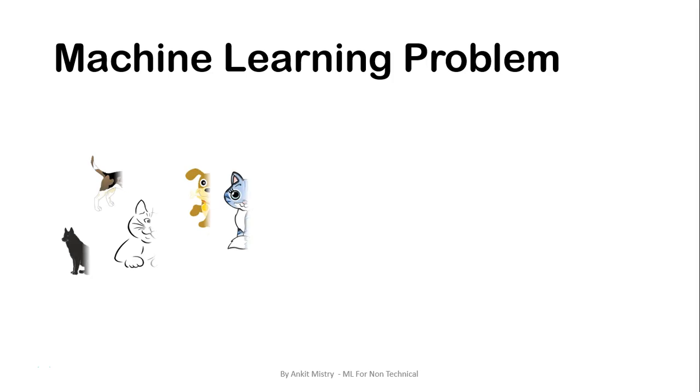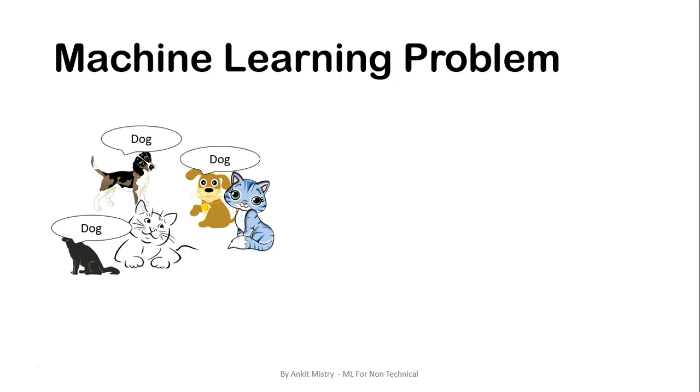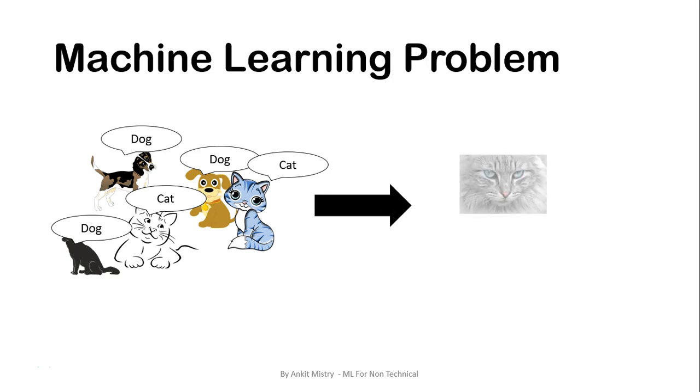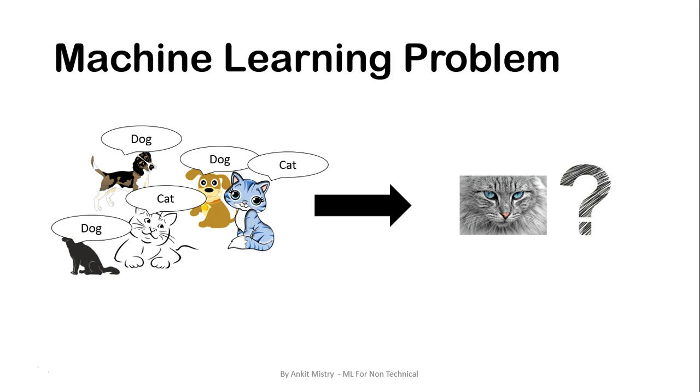So let's say you have been given a bunch of images and we have been given the label associated with each image, like this is dog, dog, dog, and another two are cat. Now we have been given this data and a label associated with each image. And from this data, we need to predict whether the newly available image with us is a dog or a cat. So that is the basic layman's term understanding of a machine learning problem.